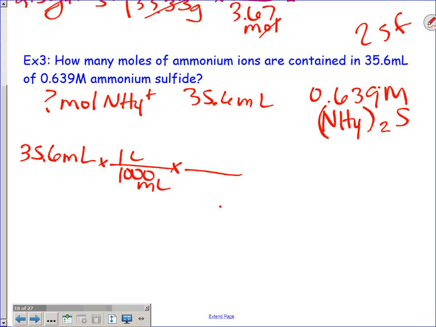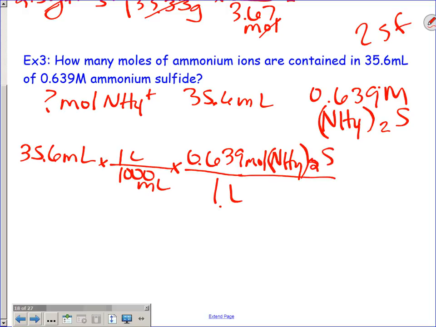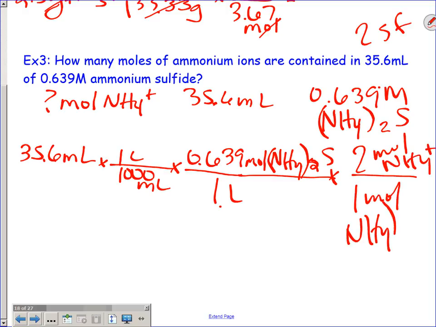How do I use my molarity? As is or flip it? As is, because this is moles per liter. I need moles per liter at this point. So 0.639 moles of ammonium sulfide in 1 liter of that solution. Okay, so milliliters cancel, liters cancel. Now I'm in moles of ammonium sulfide. Next, what's my internal mole ratio? 2 to 1. So there's 2 moles of ammonium in 1 mole of ammonium sulfide. How many sig figs?